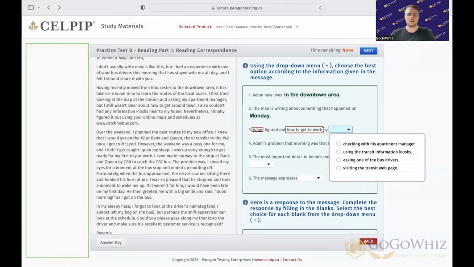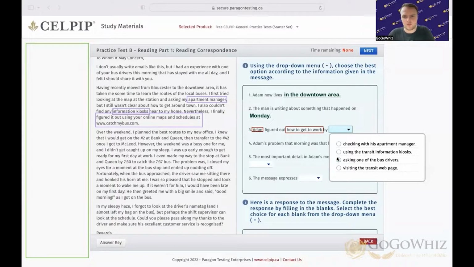All right. So as we see with this question, almost all of the choices are mentioned in the paragraph. However, one only gives him the correct information. So let's first highlight where we can find all of these choices in the text. Okay, so our apartment manager, we can see that mentioned here. Information kiosk, we can see that down here. Asking one of the bus drivers is not mentioned. And then visiting the transit website is mentioned down here. Okay, website being catchmybus.com.